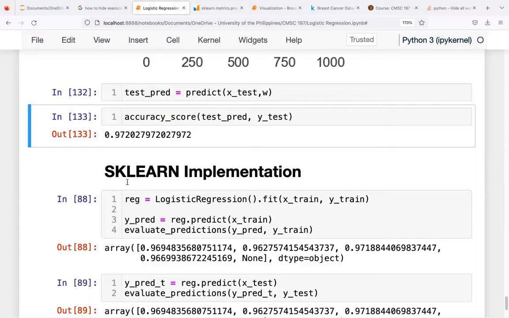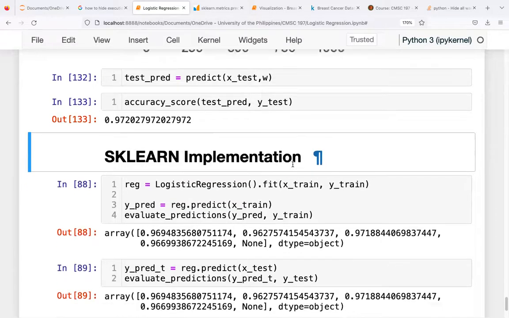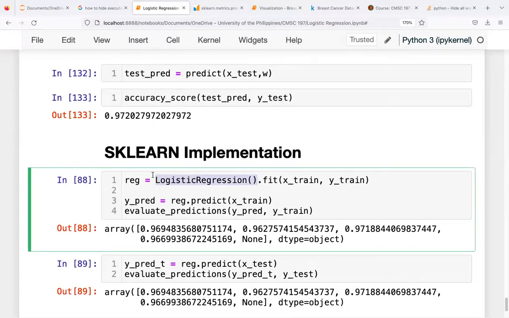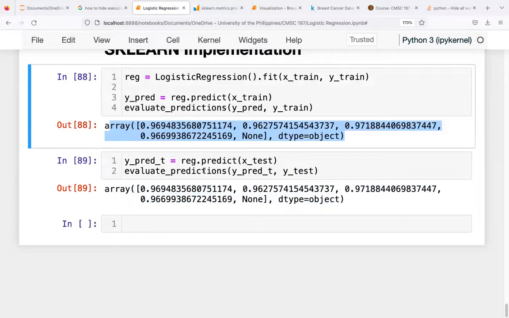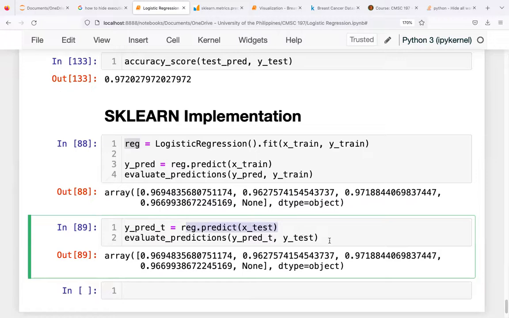Okay, so now for the sklearn implementation, it's very much straightforward and easy. We simply have to use the logistic regression, which is available in sklearn. So we are fitting the model and passing the train data. And with this fitted model, we will be using that to do predictions. So let's say predict on the X train and then evaluate predictions, and it gives us these results. And we can also use this fitted model to do predictions on the X test. And this gives us these predictions.